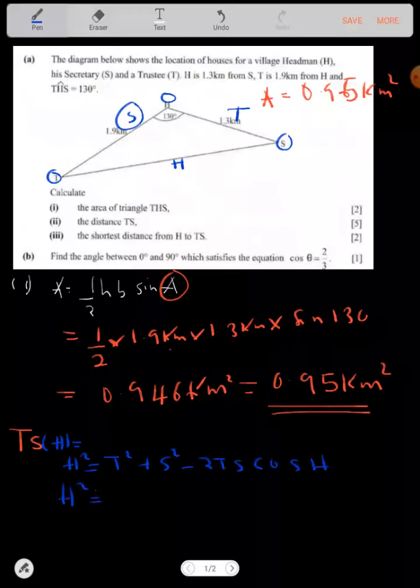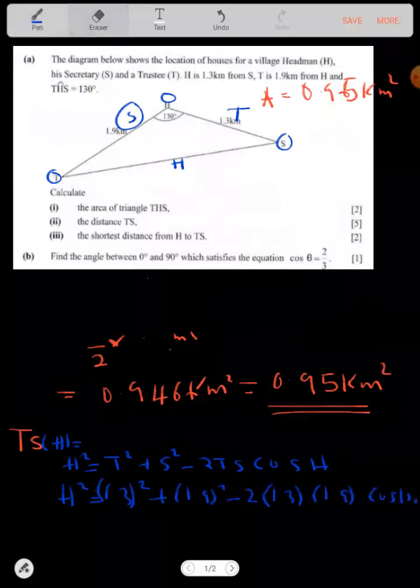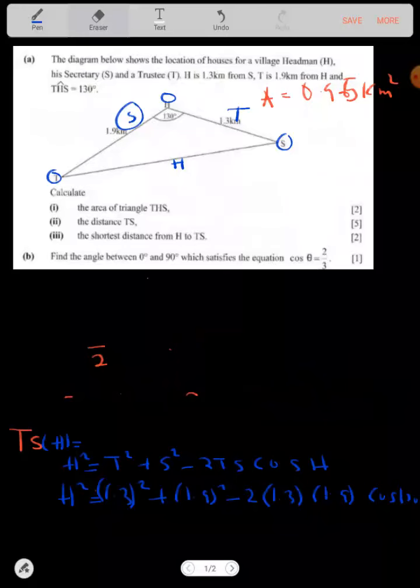T squared is just 1.3 squared, plus S is just 1.9 squared, minus 2 times 1.3 times 1.9 times cos 130. That's what you say. Then from there, you continue to work out. You need to work out properly, as simple as possible.